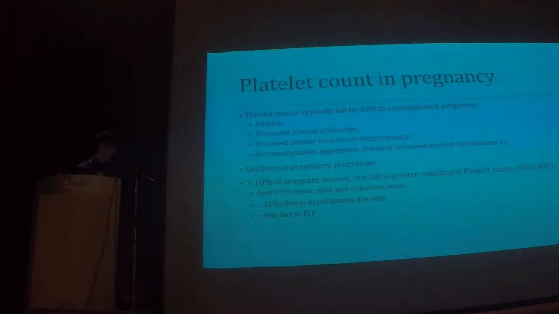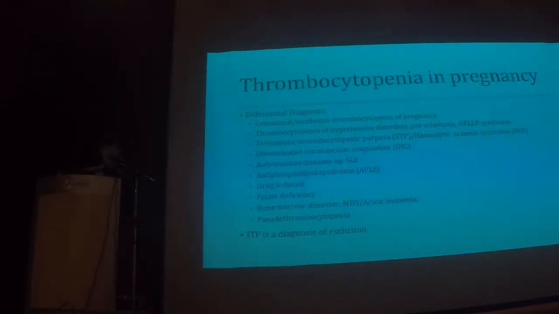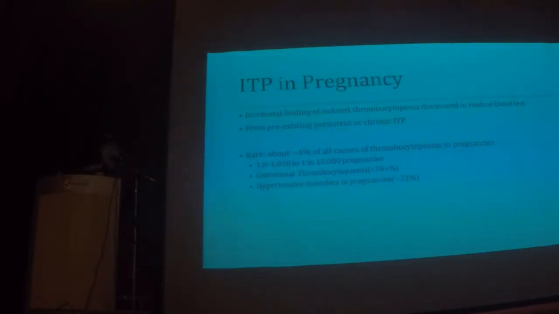About 20% are hypertensive disorders, and only 4-5% are due to ITP. This is from those who have thrombocytopenia. So these are the non-pregnant platelet counts with the median here and the pregnant platelet counts with the median there. There are a lot of differential diagnoses which I won't go through today. Most of the time for ITP in pregnancy, it's either an incidental finding during routine tests or from pre-existing persistent or chronic ITP. Like I already mentioned, it is rare, 1 in 1,000 to 1 in 10,000. The majority are other causes of thrombocytopenia.